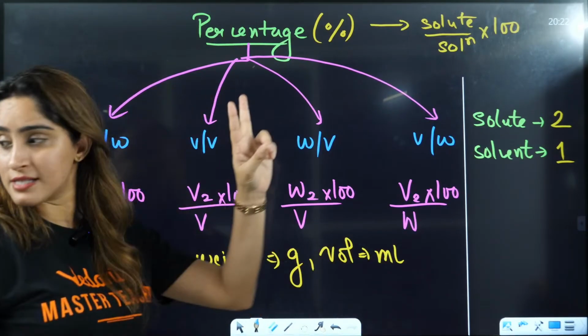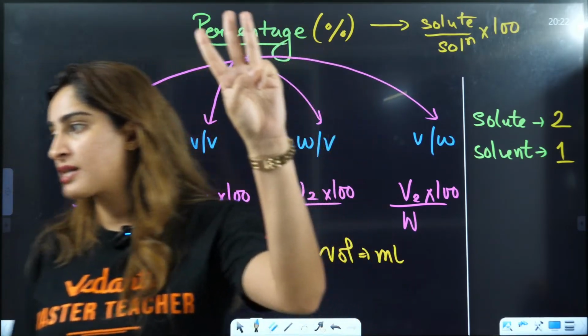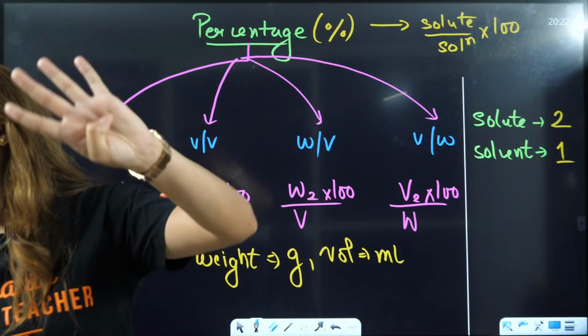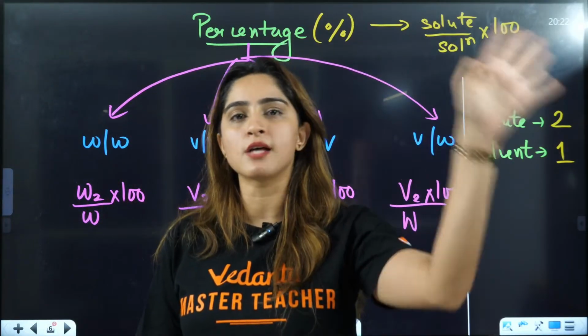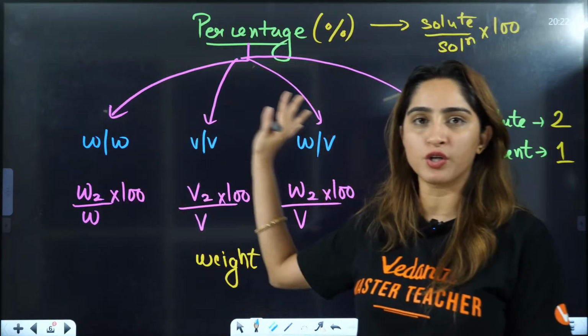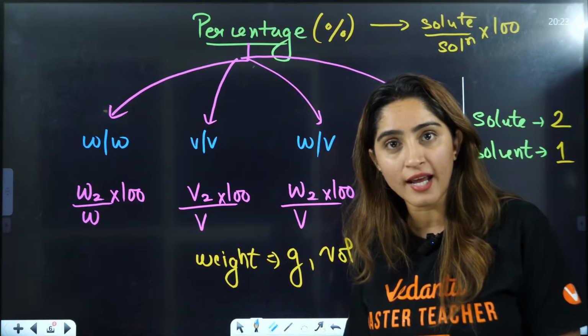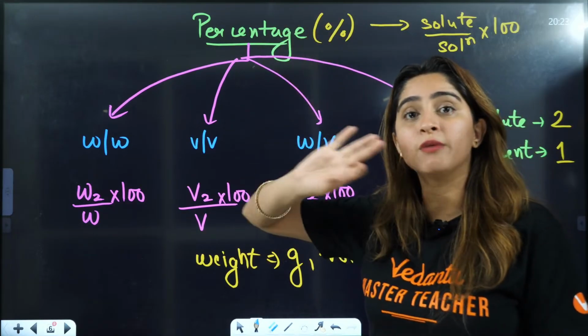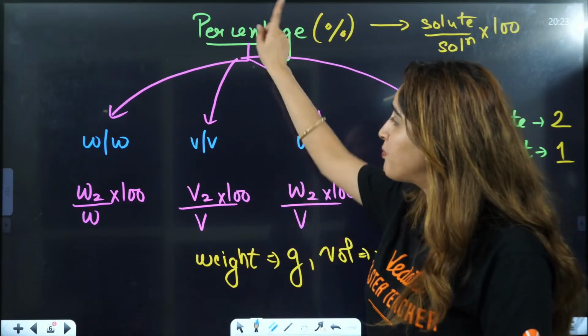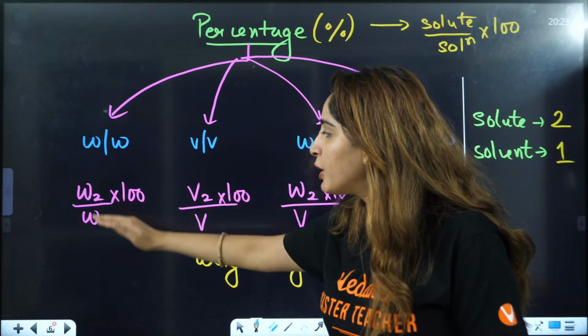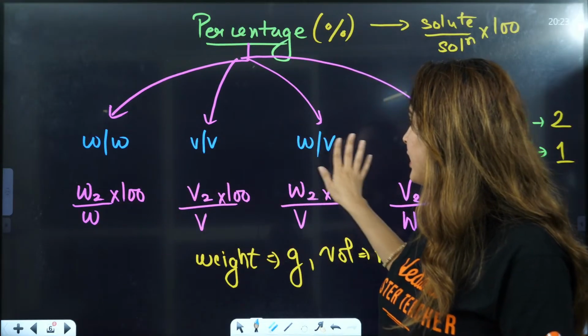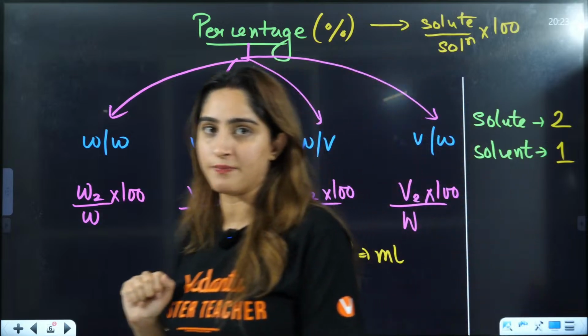Now, let us see this here. Only 4 students understood this; the rest of the students are not able to understand this. What is percentage? Solute by solvent multiplied by 100 is percentage. This is W2 by W, volume by volume, weight by volume, and volume by weight.